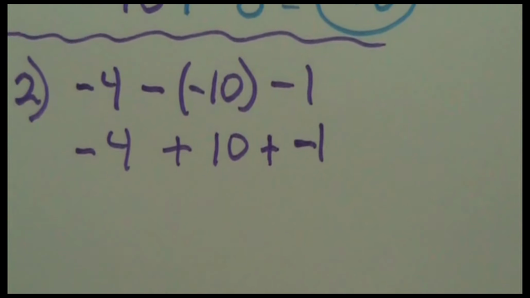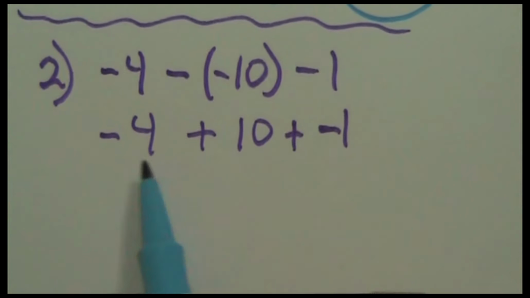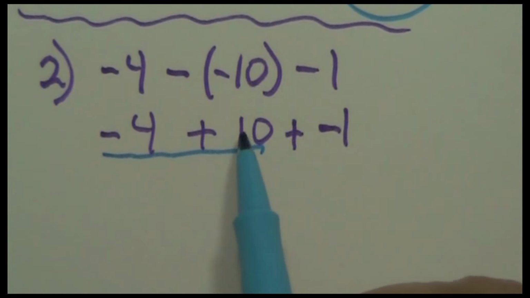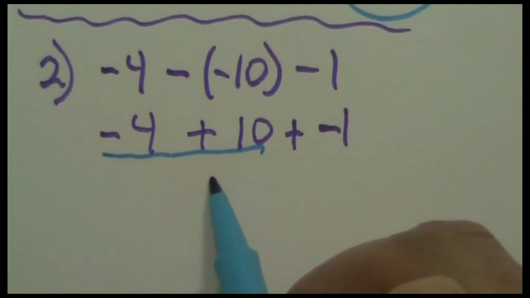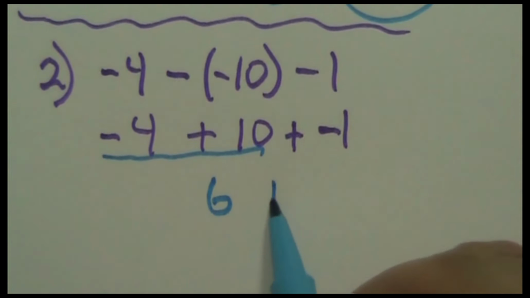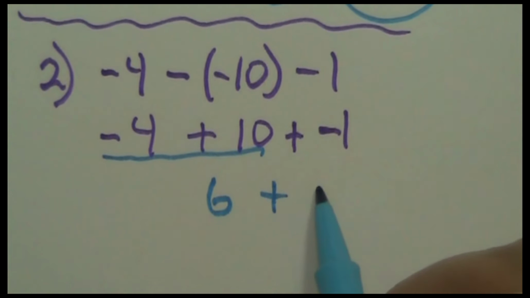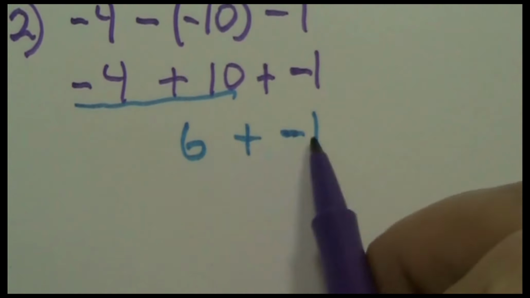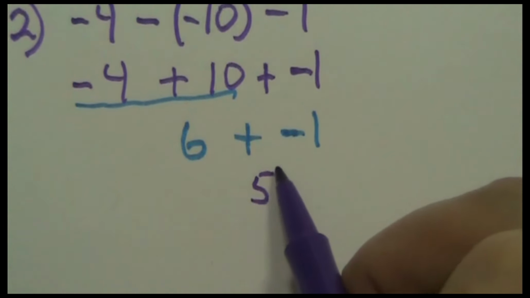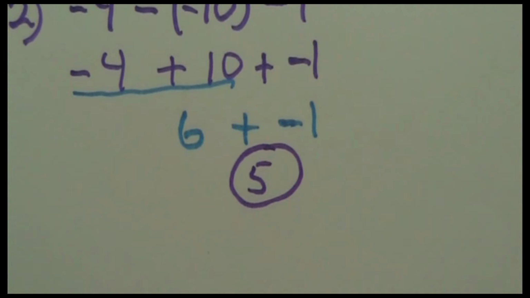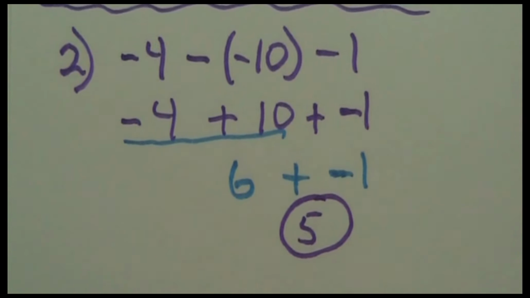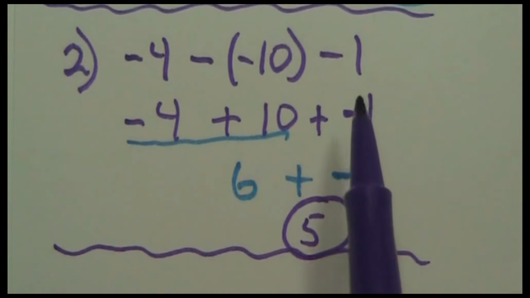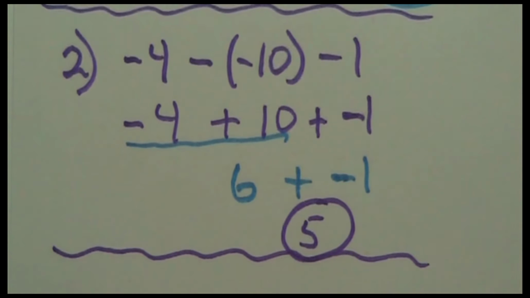Okay, so I'll do 2 numbers at a time. So I'll take care of this. Negative 4 and 10. That's the same as 10 take away 4. That's 6. So you have 6, and then you have negative 1. And 6 and negative 1 is 6 minus 1, that's 5. Positive 5. Now, if you want to, when you get them separate like this, you can just total up your negatives and total up your positives. Sometimes that's faster.